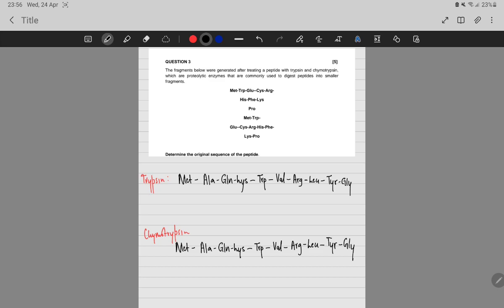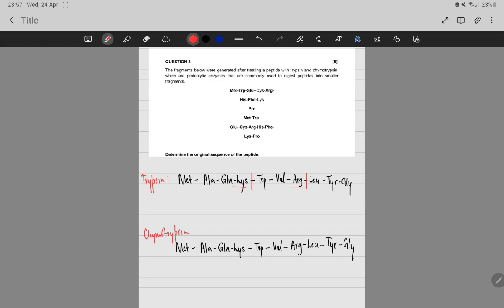Let us start with trypsin. Whenever you are given trypsin, you are going to look for the following amino acids. You are going to look for lysine, and you are also going to look for arginine. So lysine is right there, and then arginine is there. The next step is that you are going to cut the peptide bond at the carboxy terminal of your lysine and arginine. So you are going to cut that peptide bond, right?